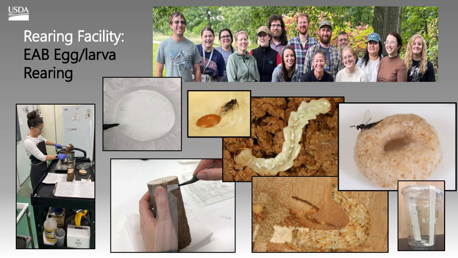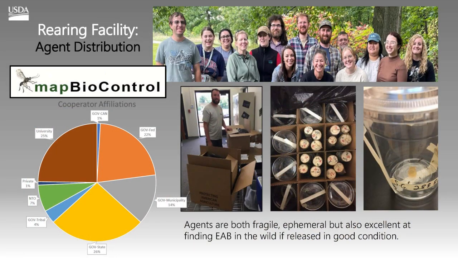On the left here, we see ash bolts having their cut ends waxed to help keep them fresh for the duration of that rearing. They are subsequently exposed to the larval parasitoids who use them to reproduce. After those insects complete their development in the EAB host, they must be collected and quickly distributed to cooperators for release at their sites.